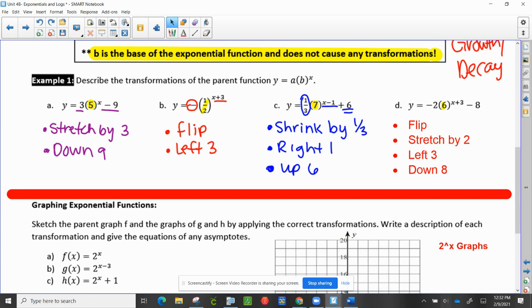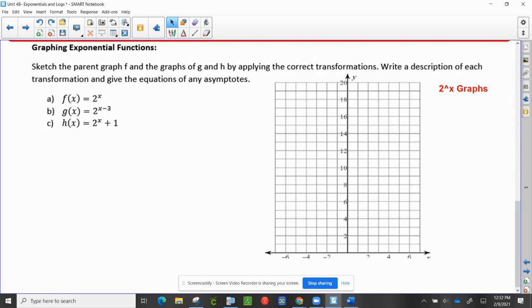Okay, if you did everything right, the negative will flip it. The 2 is going to stretch the graph. The +3 moves it left, and the -8 moves it down. All right, let's put this all together now and actually start graphing these functions.